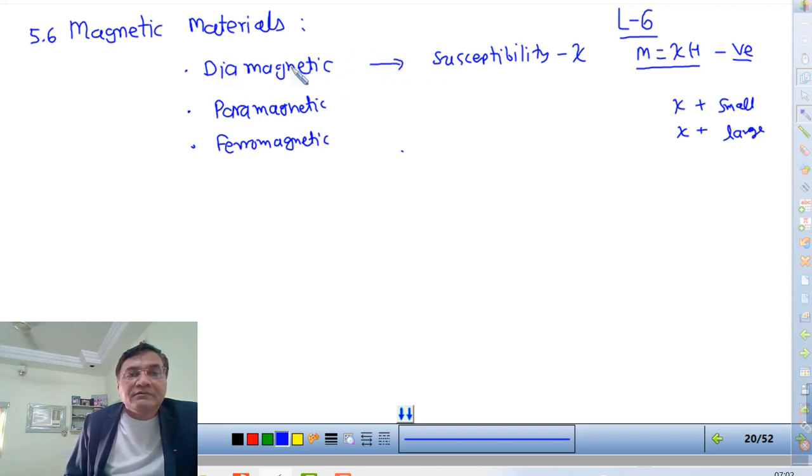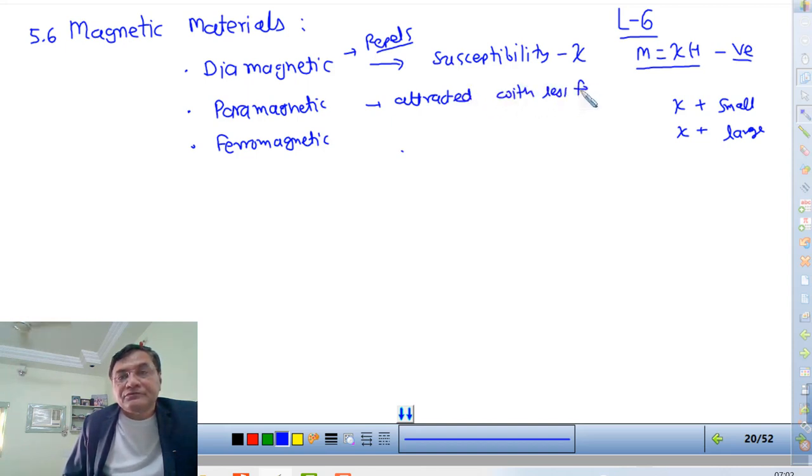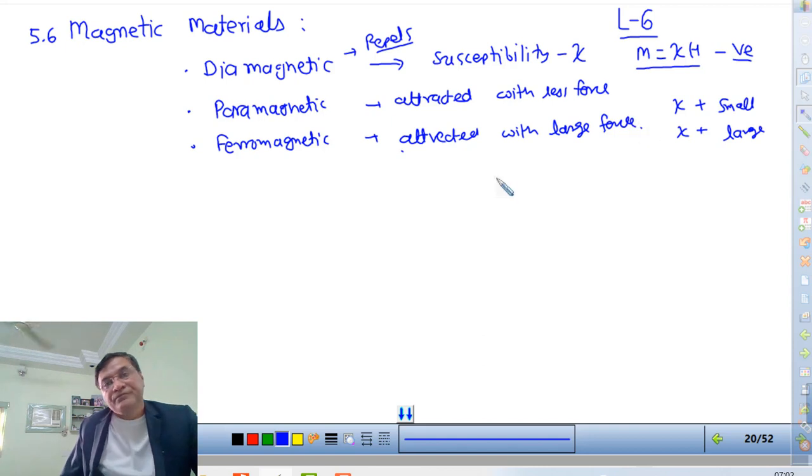Diamagnetic material repels the magnetic field. These both attract. This repels. This material gets attracted with less force, and this material is attracted with large force. Okay.